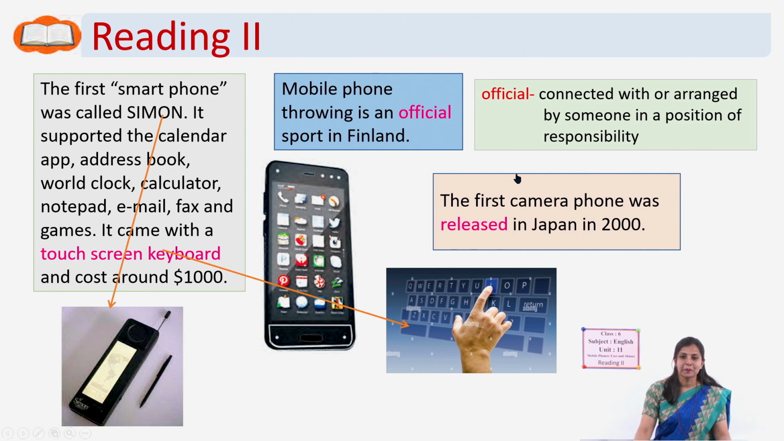Amazing fact. The first camera phone was released in Japan in 2000. Camera phone, the first camera phone. Where was it released? Where was it launched? In Japan. Yes. When? In 2000.